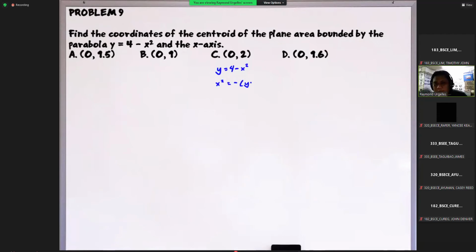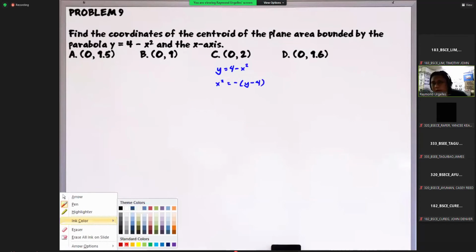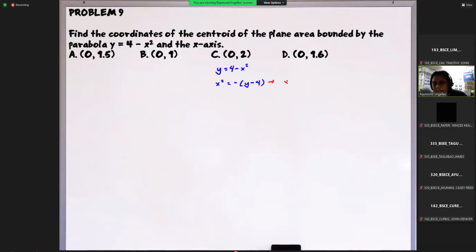So this is negative y minus 4. Makikita natin yung format, diba? So nung equation natin is of the form x minus h squared is equal to 4a times y minus k. Kasi may nakasubtract kay y na 4, kaya meron tayong minus h saka minus k dito.